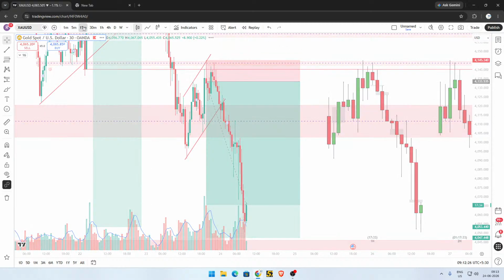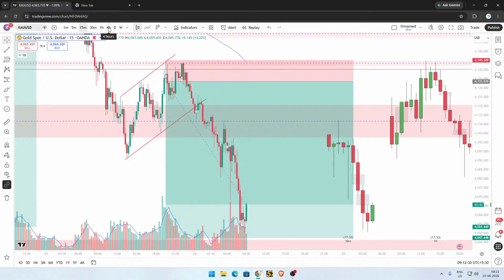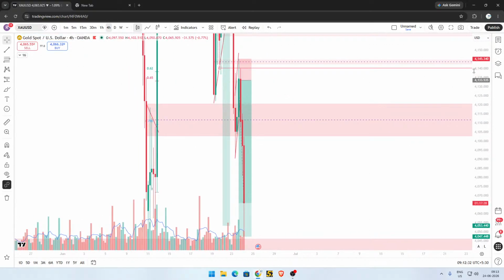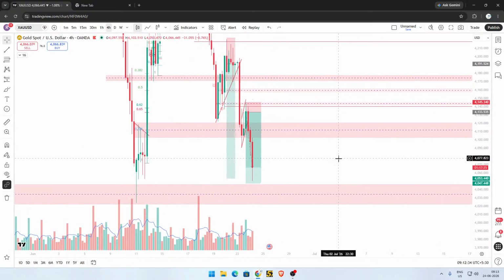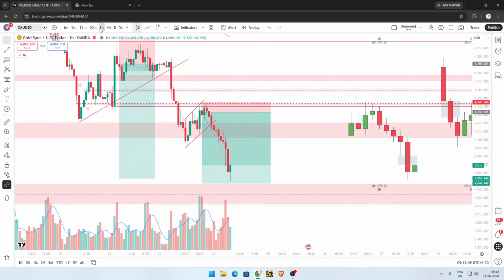So I entered in that, and there was the problem. In 1 hour also there was a doji. So that is the thing.